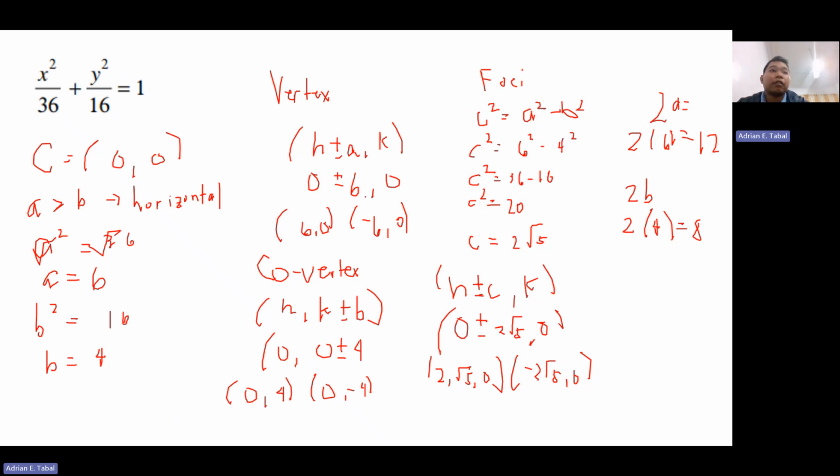And this is how you get the center. The shape of our graph is horizontal. The value of our A is 6. The value of our B is 4. Our vertices are 6, 0, negative 6, 0. And the co-vertices are 0, 4. The coordinates of our foci are 2 square root of 5, 0, and negative 2 square root of 5, 0.